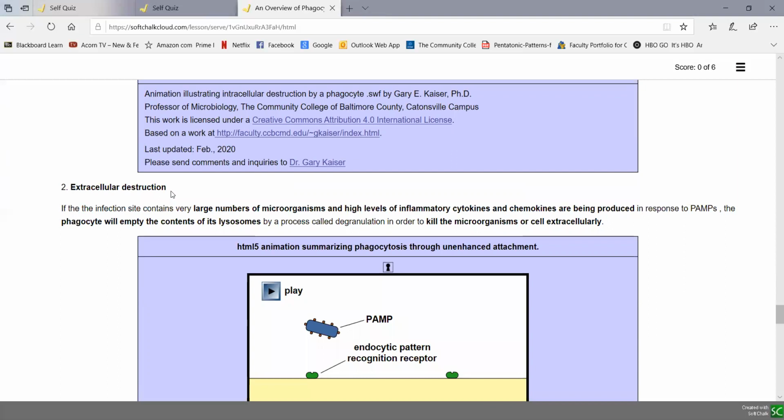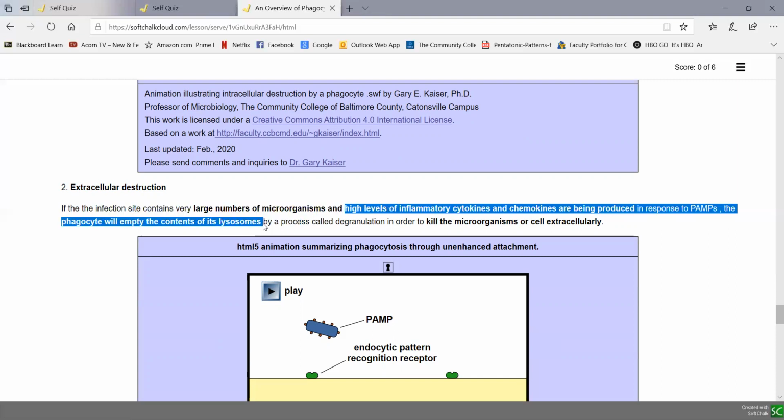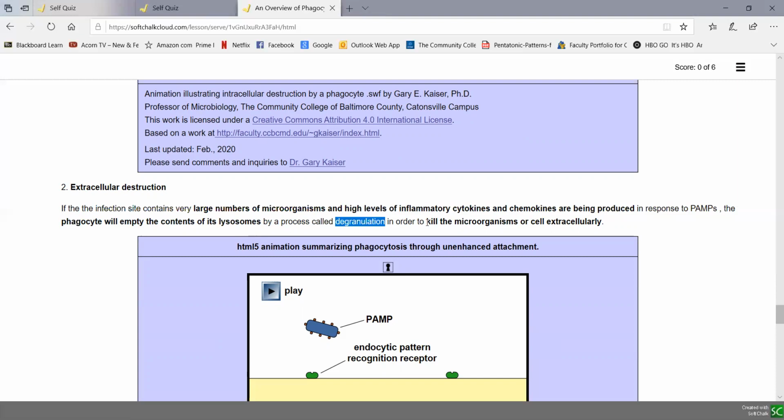But keep in mind that a lot of killing is extracellular destruction by phagocytes. If the infection site has a very large number of microorganisms, and when high levels of inflammatory cytokines and chemokines are being produced, that triggers the phagocyte to basically dump the contents of the lysosomes out of the phagocyte, a process called degranulation, and that kills the microorganisms extracellularly. So this is kind of a shotgun attempt the phagocytes use when there are large amounts of bacteria present. There's too many to engulf nice and neatly.